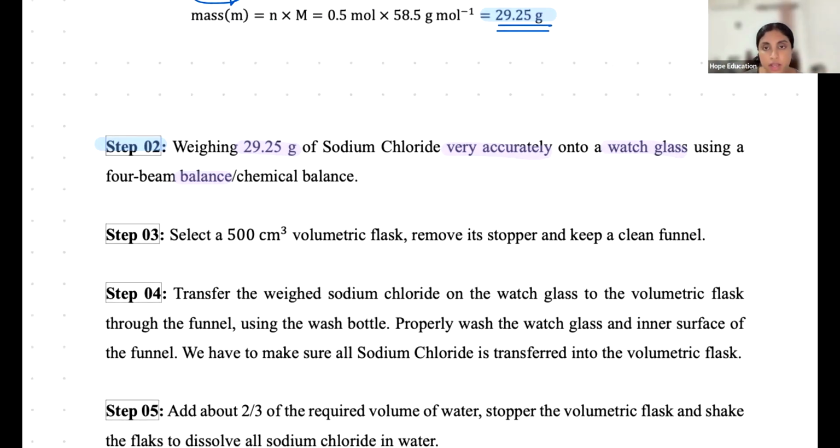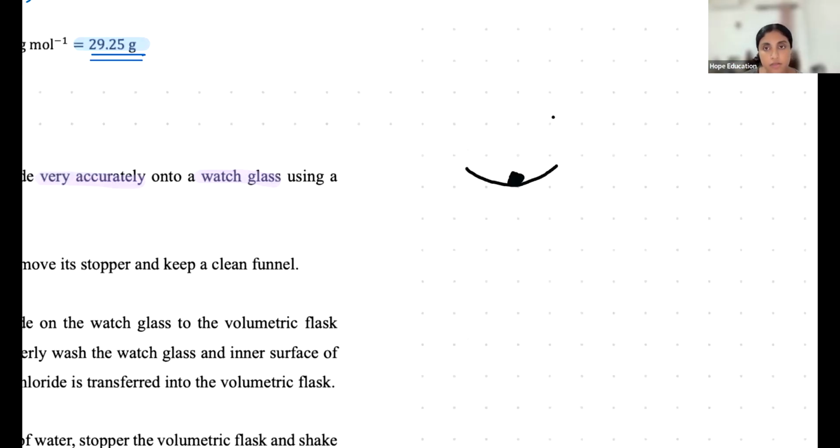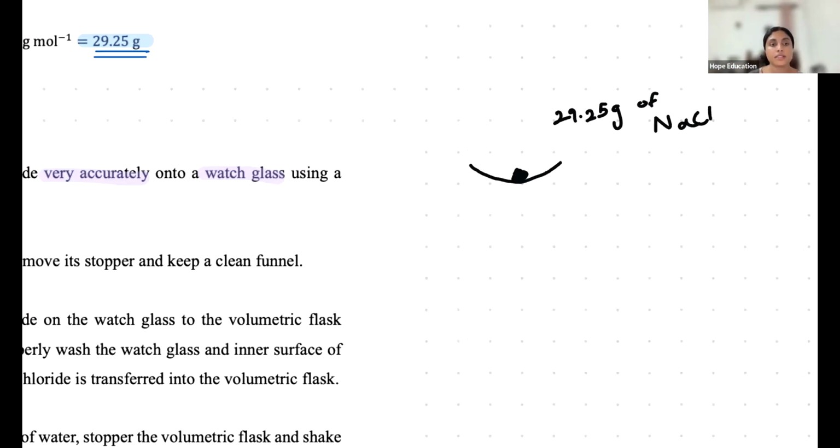Now this is my watch glass. Now I'm going to imagine measuring. Sodium chloride is a powder. So 29.25 grams I'm going to measure. 29.25 is a very small amount, no? So measure 29.25 grams of sodium chloride onto a watch glass. Let's go to the next step and see.